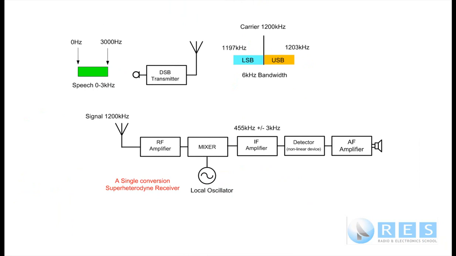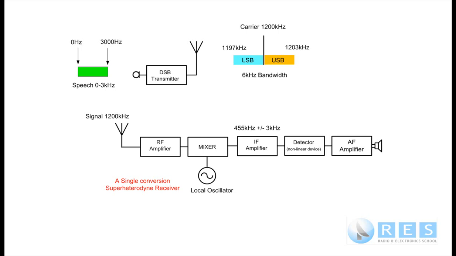The slide shows the block diagram of a double sideband superheterodyne receiver. To be more specific, it's a single conversion receiver, but we'll get to that shortly. The superheterodyne receiver was invented by Major Edwin Armstrong, a very clever radio genius, and it's still used today in most amateur receivers and transmitters. Let's have a look at it.